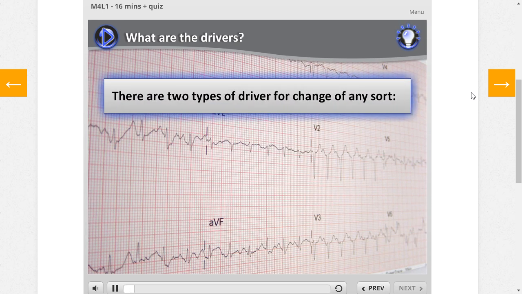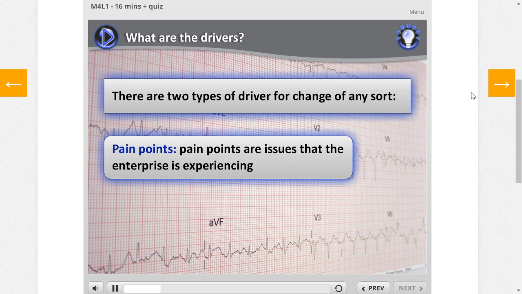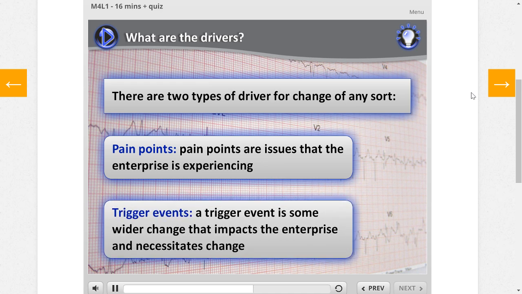There are two types of driver for change of any sort. First, pain points. Pain points are issues that the enterprise is experiencing. We as individuals change our behavior in similar circumstances. For example, people often adopt a more healthy lifestyle after an illness or other medical event. And also, trigger events. A trigger event is some wider change that impacts the enterprise and necessitates change. Taking a new job or relocating to a new city often gives people the opportunity to reinvent themselves.